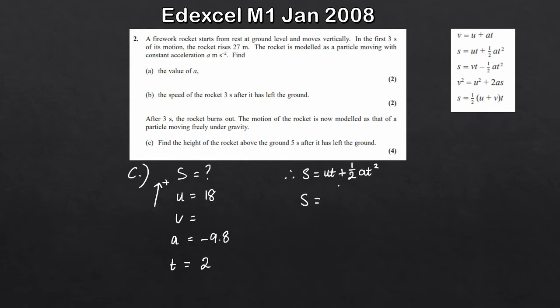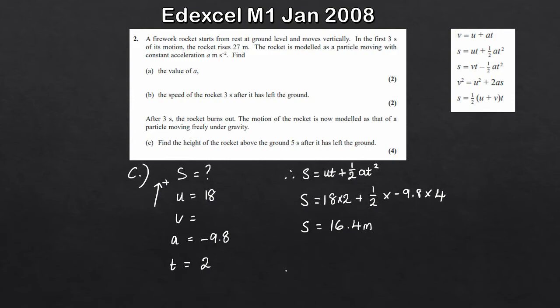UT, so 18 times 2, plus a half of AT squared. So that's going to be minus 9.8 times 2 squared, so times by 4. So at this point, just plug everything into the calculator. So S is going to be equal to 16.4. Okay. So from 3 to 5 seconds, we've got a displacement here of 16.4.